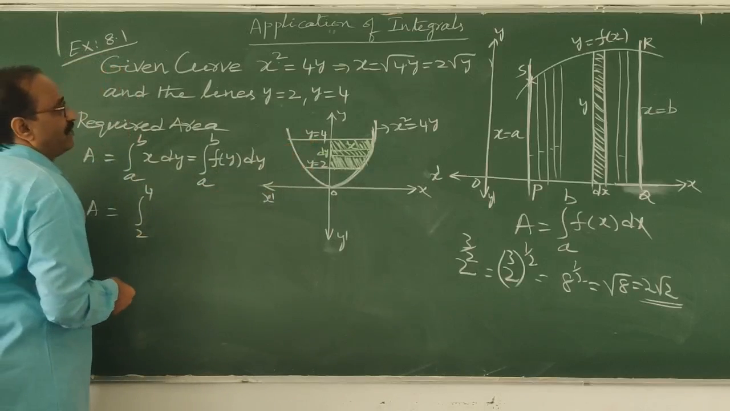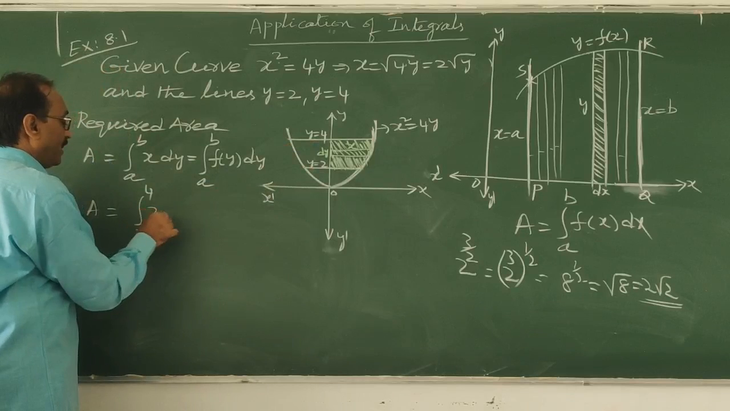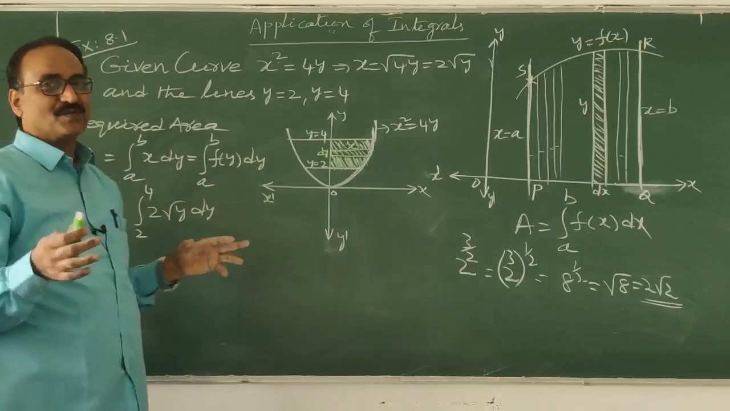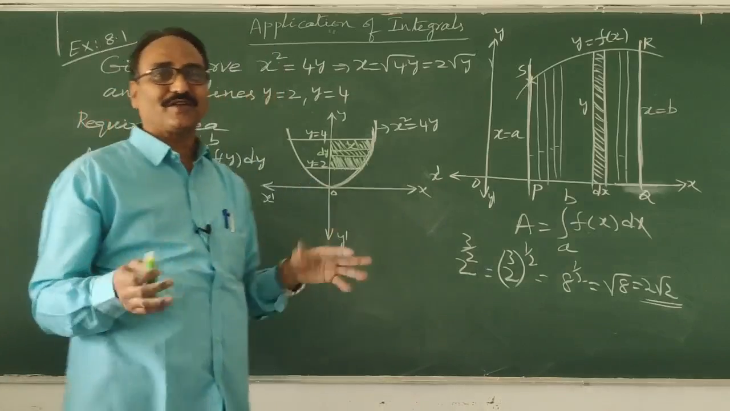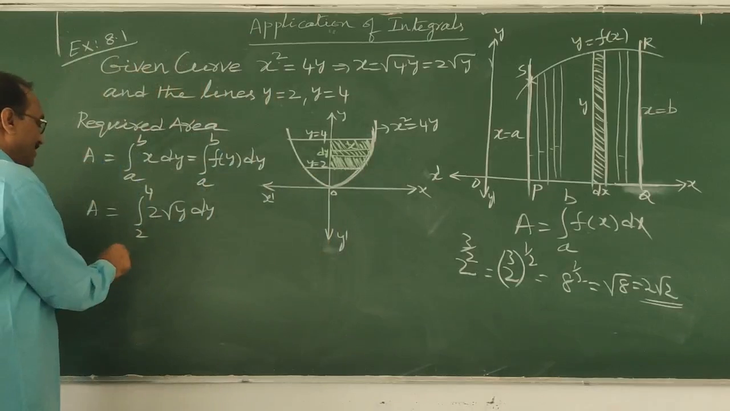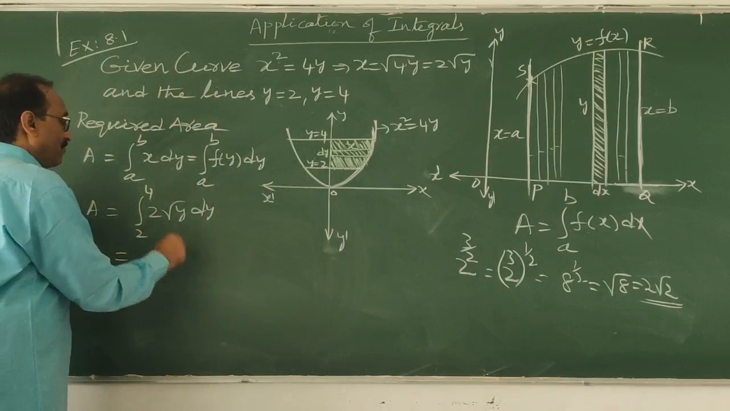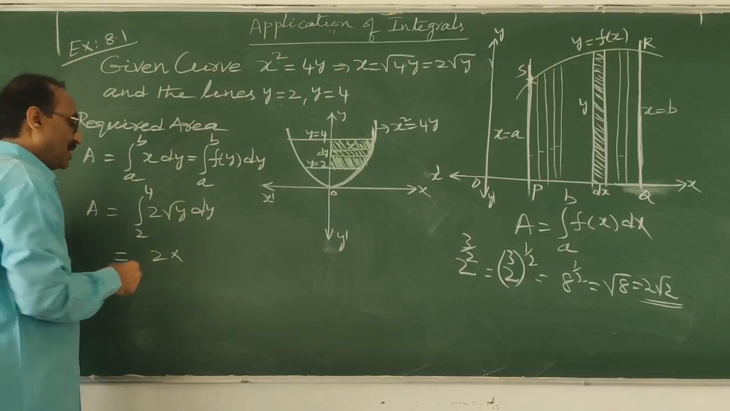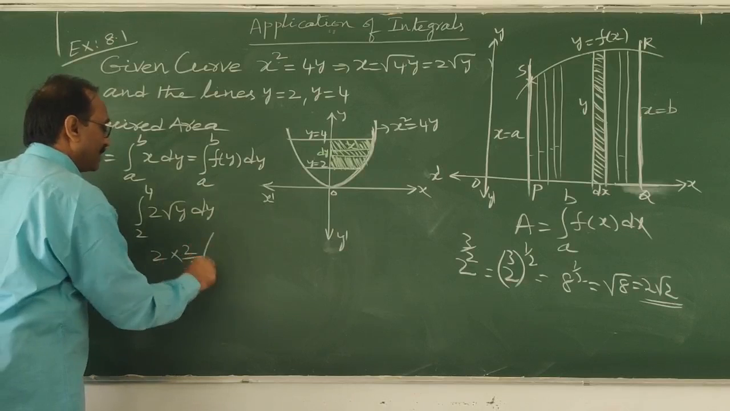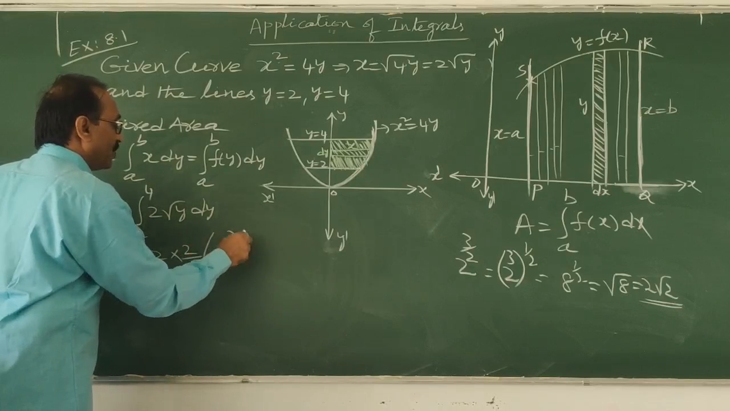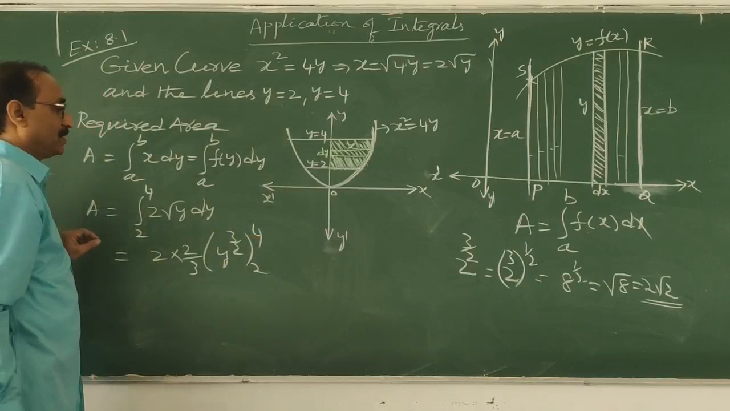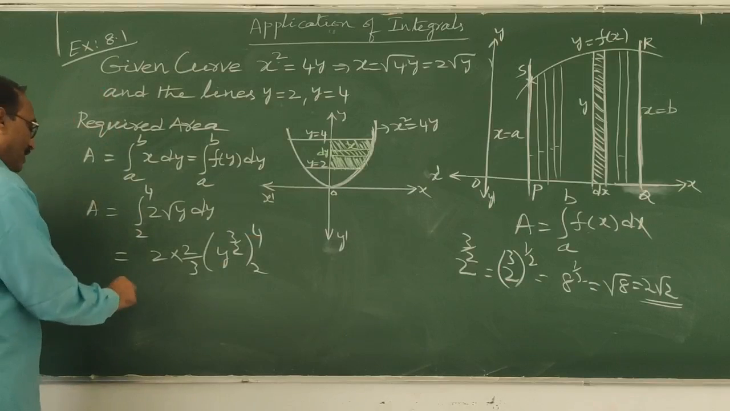So f of y, what is f of y? 2 root y into dy. Same integration comes, only the root x formula, the root y, root x formula only is coming. So again the same thing: 2 into y to the power of half plus 1, half plus 1 is 3 by 2, and 3 by 2 means again 2 by 3 will come here, y to the power of 3 by 2, from 2 to 4. Correct? Oh, the last problem also we did. Okay, no problem, leave it.